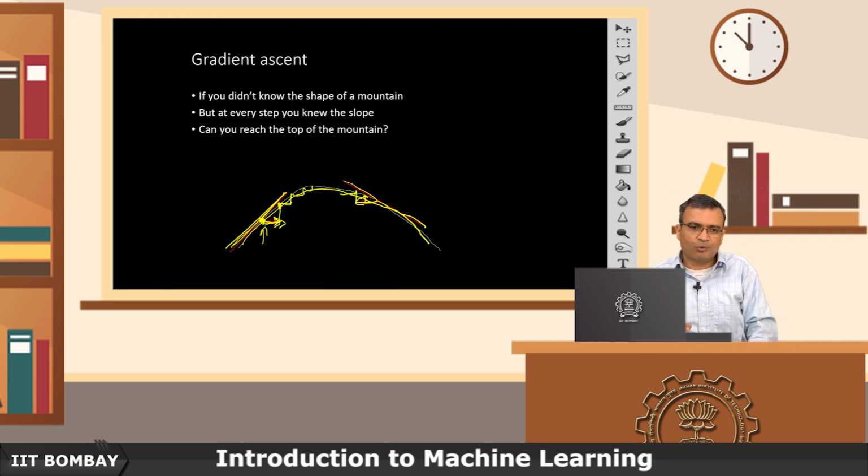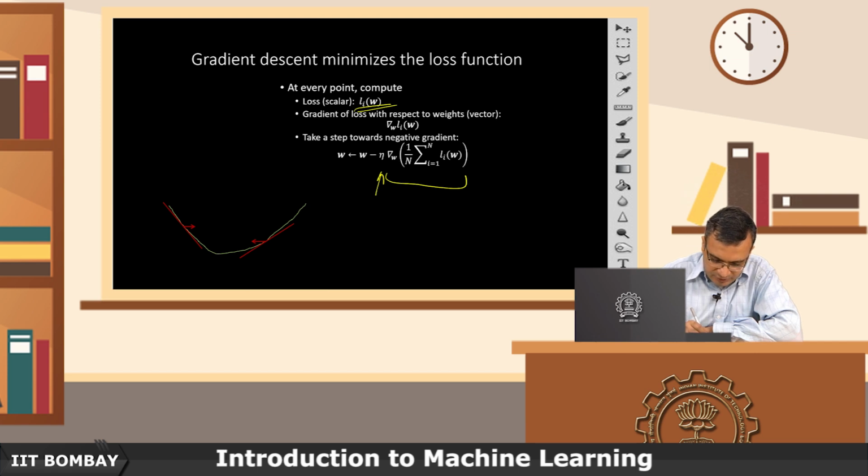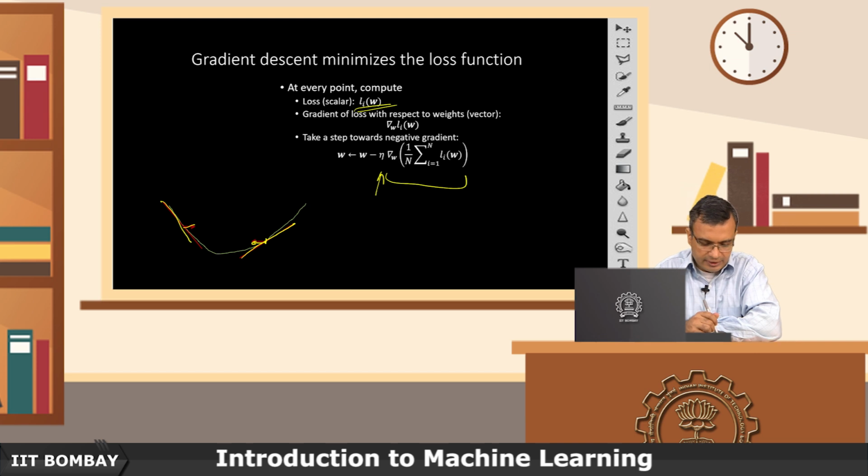Then I have reached the top of the mountain, and in gradient descent we take a step towards the negative side of the gradient. So if we have a loss function and we want to minimize it, we will compute its derivative and take a step towards the negative side of the derivative. So here at this point, if the derivative is positive, then I will go left. Here if the derivative is negative, then I will go right until I reach this point. So that is gradient descent.